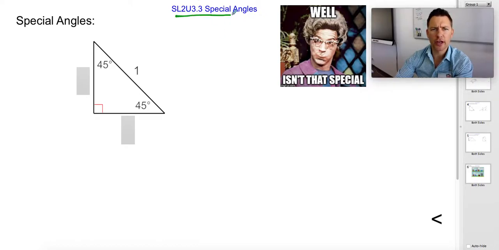Hey math nerds, we're checking out Unit 3.3 special angles. Isn't it special? And we're looking at 45-45 right triangles and 30-60-90 triangles. They have a specific pattern that we can follow to solve problems rather efficiently. So we want to look at how that pattern works and then apply it. So let's give it a shot.